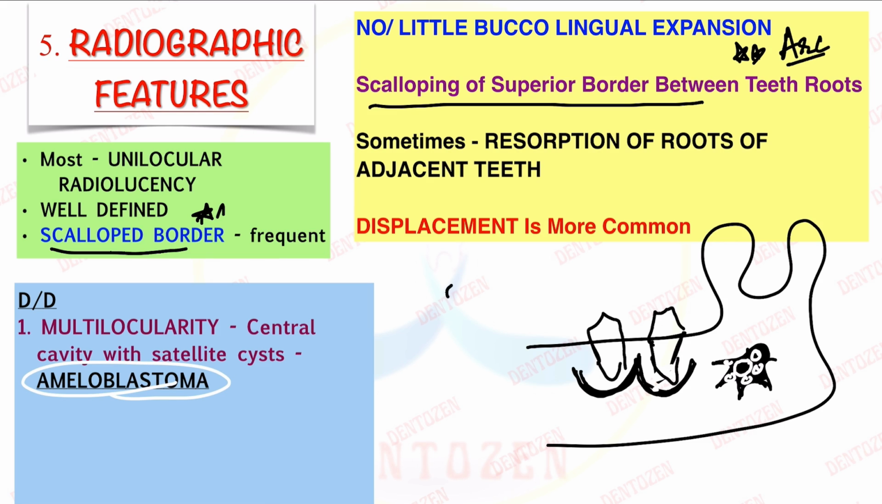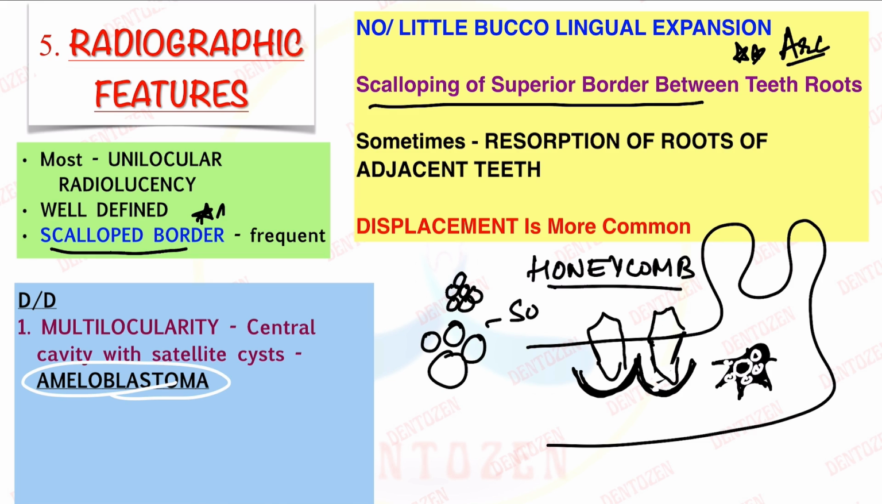Now, if these locules, compartments, are small, it is called honeycomb appearance, madhumakhi ke chhate jaisa. But if these locules are big in size, like bubbles of soap, it is called soap bubble appearance. That can be your viva question.